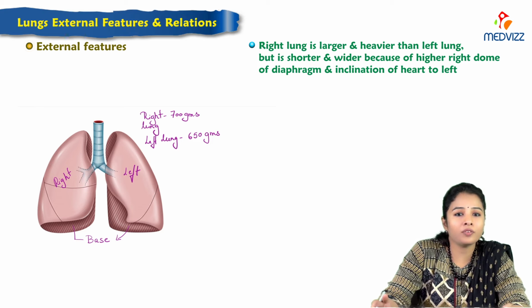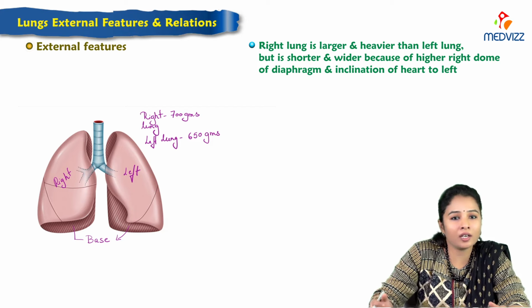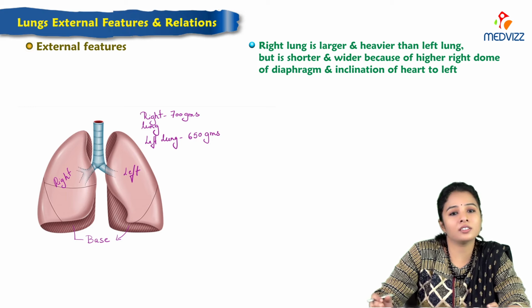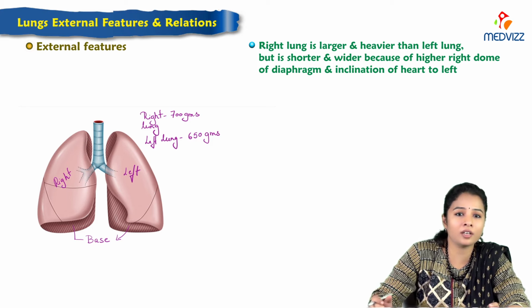The right dome of the diaphragm is slightly higher than the left dome, because on the right side in the abdomen, the liver is present, which is a heavier organ. That is the reason the right dome is at a higher level than the left dome.